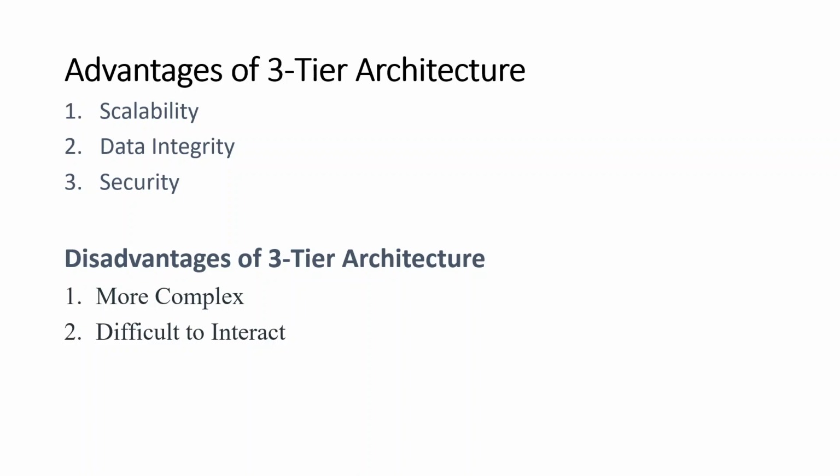Disadvantages of three-tier architecture. First one is more complexity. Three-tier architecture is more complex in comparison to two-tier architecture. Communication points are also doubled in three-tier architecture. And second one is difficult interaction. It becomes difficult for interaction to take place due to the presence of the middle layer.